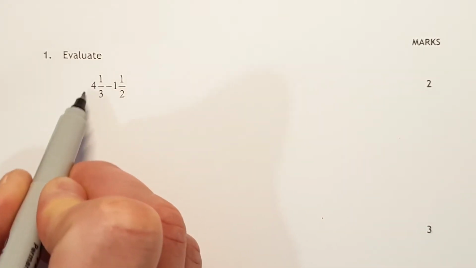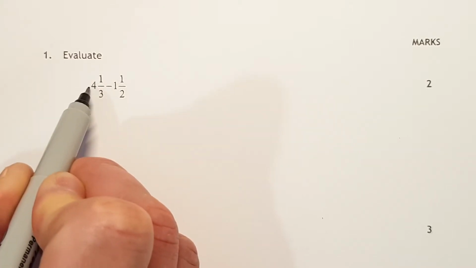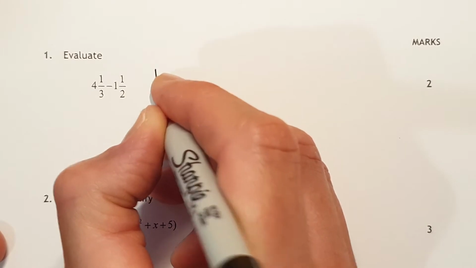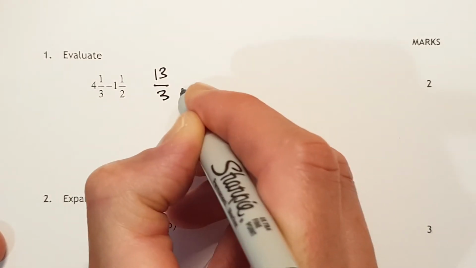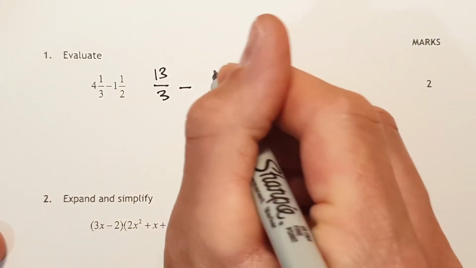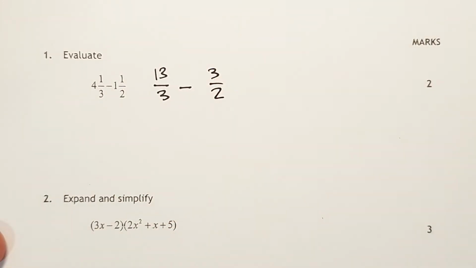Now, to change that to an improper fraction, you do 4 times 3 gives you 12, and you add the 1 gives you 13. So you get 13 over 3. Subtract 1 times 2 is 2. Add the 1 is 3, so we're subtracting 3 over 2.